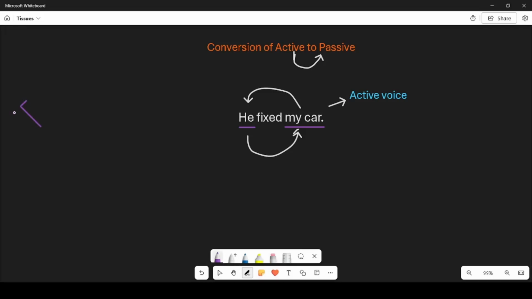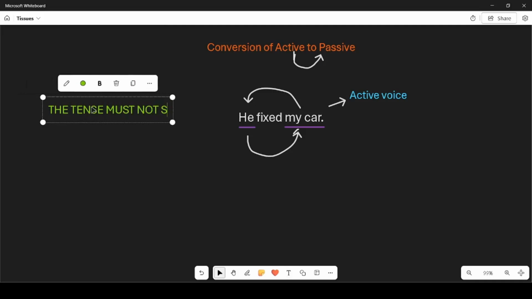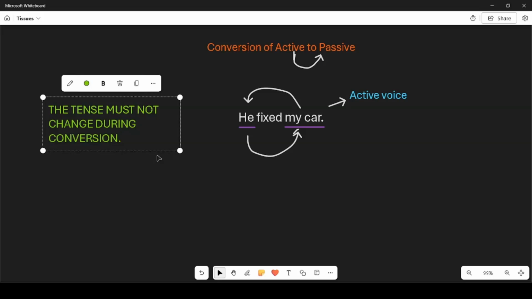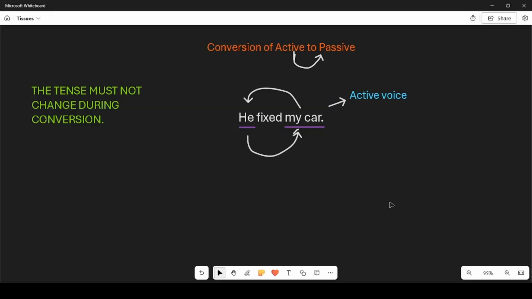Right, I just realized that. So the tense must not change during conversion. So this is a very important thing to keep in mind, that the tense must not change during conversion. Fixed should remain fixed. Doing should remain doing. If the sentence is in simple past, it should be only in simple past.